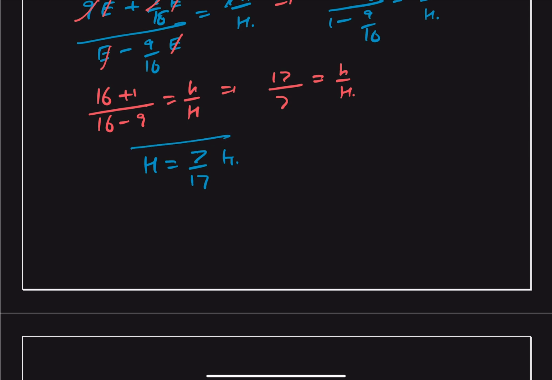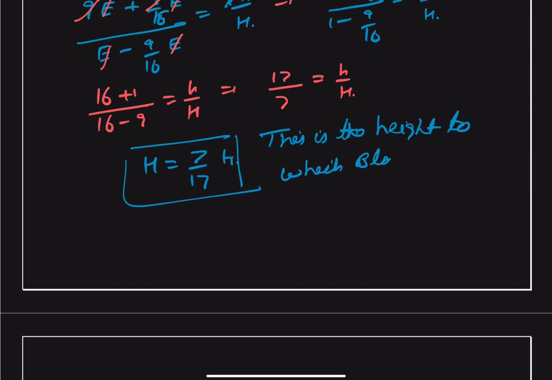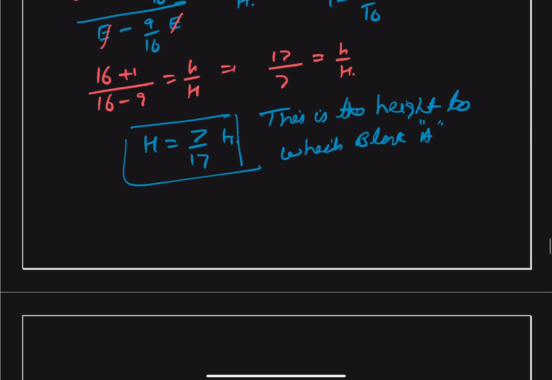So this was supposed to be our final answer, that this is the height to which block A rises after collision. So this question was quite interesting. The only thing we have to remember is the place where we have to use the conservation of energy. That's the most important part here. The rest was simple calculations. So this completes the question. Thank you.